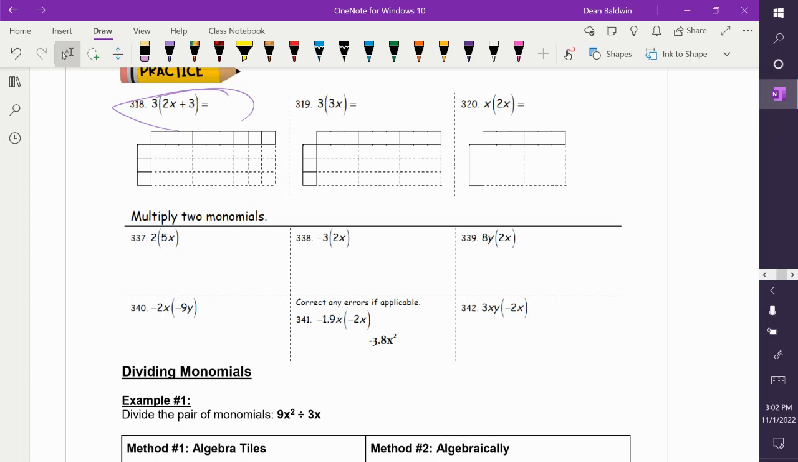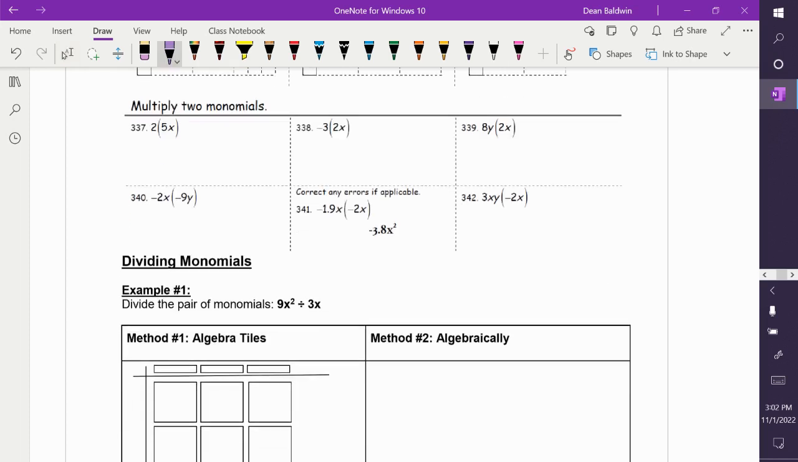They've already done those for you. I don't like that they've already done those for you. Let's do the ones down here. 2 times 5x is 10x. Negative 3 times 2x is negative 6x. 8y times 2x is 16xy would be the standard, but if you've said yx, that's fine. It usually goes in alphabetical order, but if you wrote yx, you would get that.